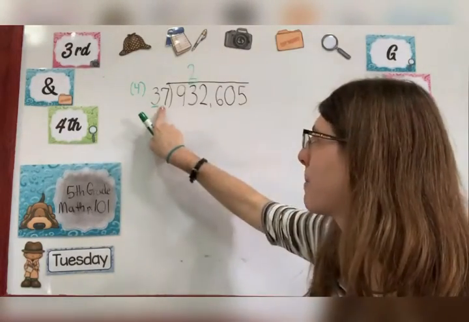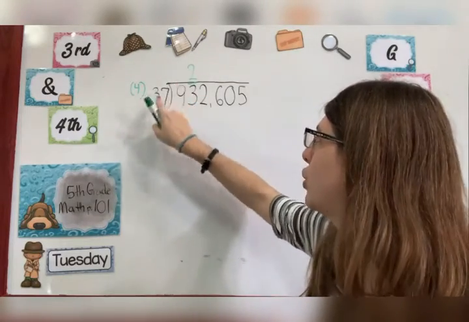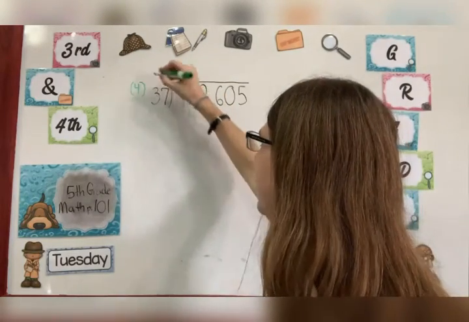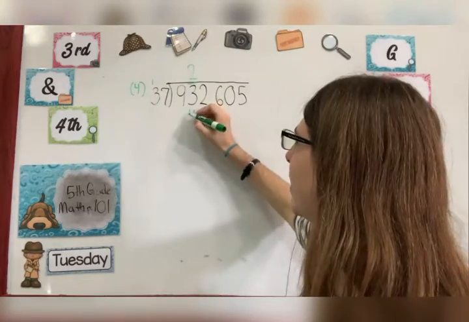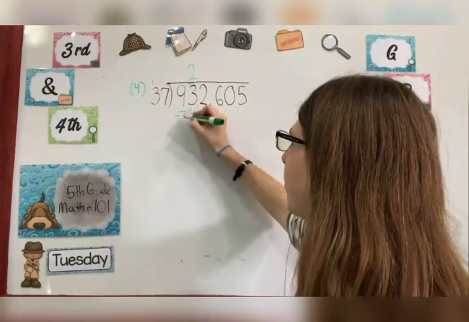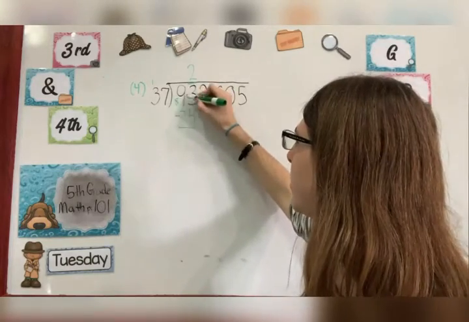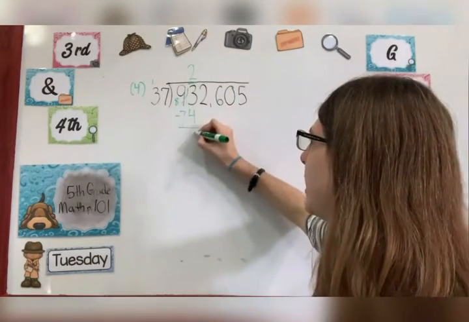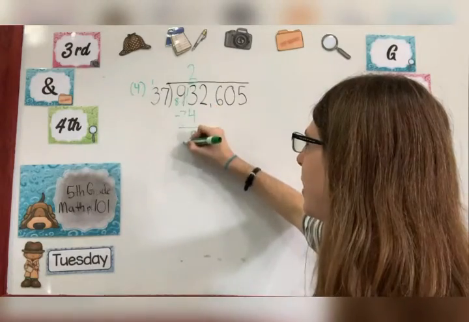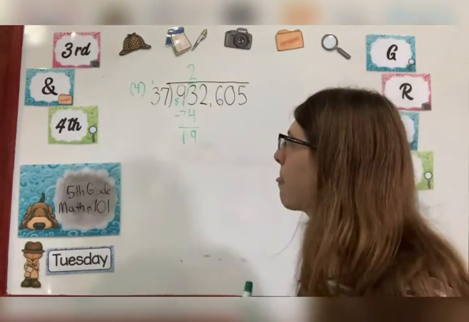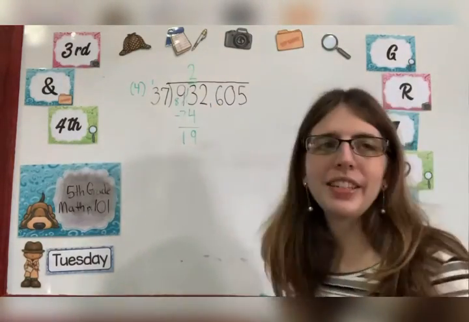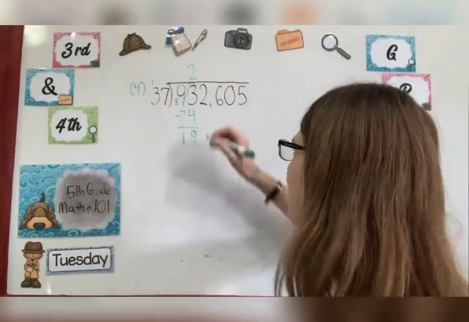Now I multiply, but I multiply by my real number. 2 times 7 is 14, carry my 1. 2 times 3 is 6, plus 1 is 7. Now I subtract. I have to borrow. This becomes 8, and this becomes 13. 13 minus 4 is 9. 8 minus 7 is 1. All right. Is 19 less than 37? Yes, it is, so I can bring down my 2.